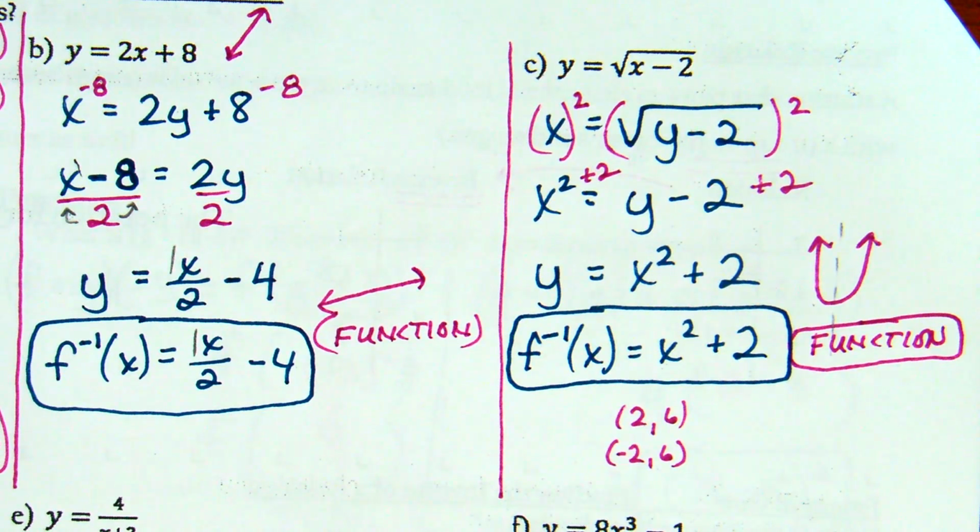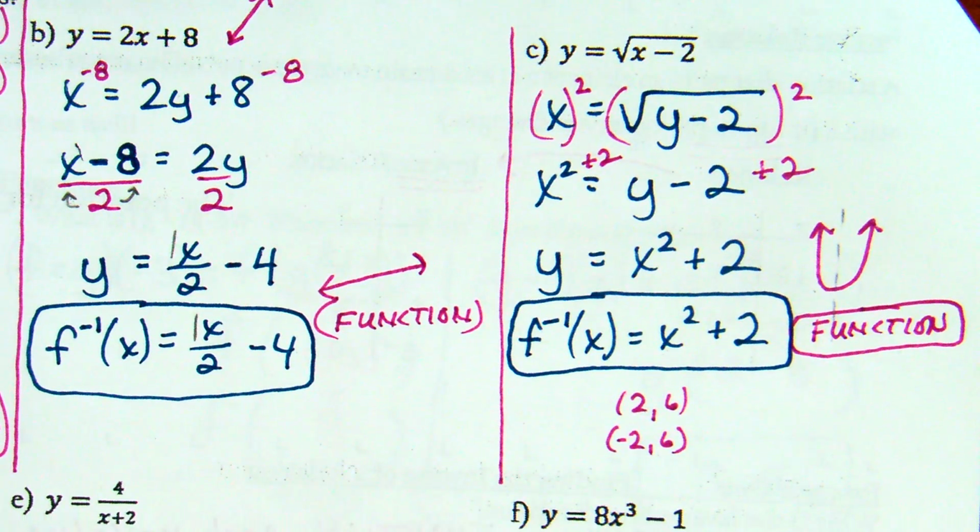Okay. What's my starting step? Switch x and y. So instead of y equals, x equals. Instead of 8x cubed, 8y cubed minus 1.